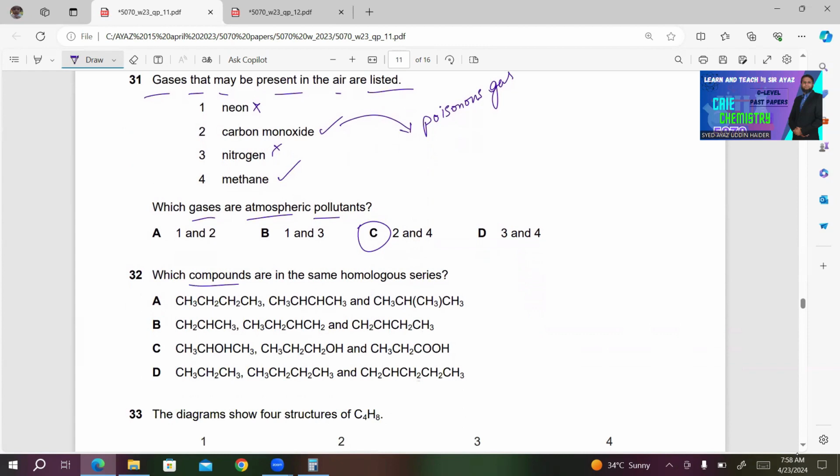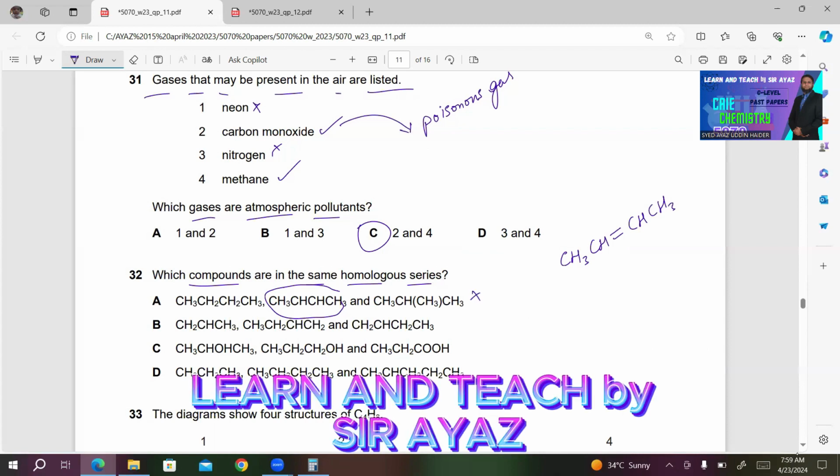32. Which compounds are in the same homologous series? A. CH3, CH2, CH2, CH3, comma, CH3, CH, CH, CH3. This does not belong to the series. The reason is that there must be a double bond in this. So we will draw it like this: CH double bond CH, CH3. So this must be the incorrect answer.